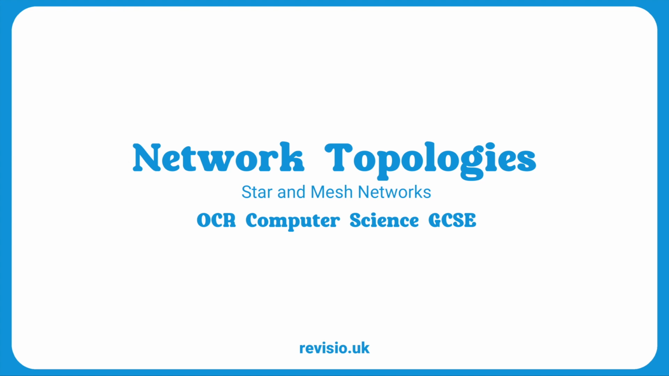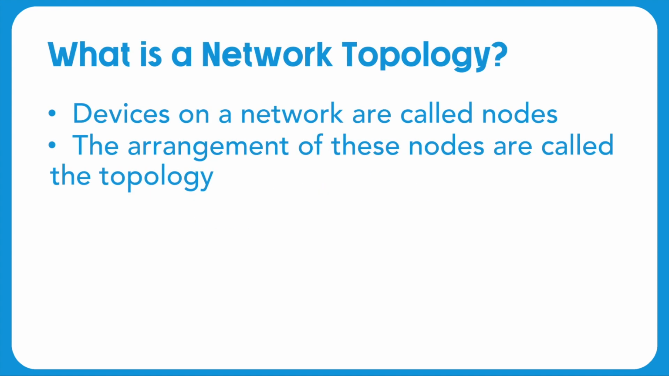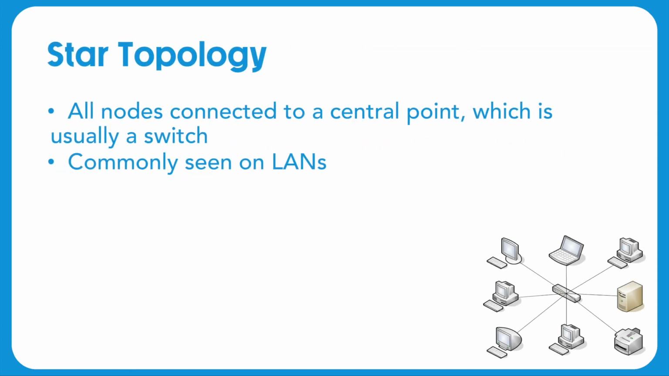In this video, we'll be exploring two common network topologies that you'll need to know for your exam, the star and mesh networks. A network consists of devices, called nodes, which are connected either by wires or wirelessly. The arrangement of these nodes and how they're connected is called the network's topology. There are many different types of topologies, but the two that you'll need to know for your exam are the star and mesh topologies.